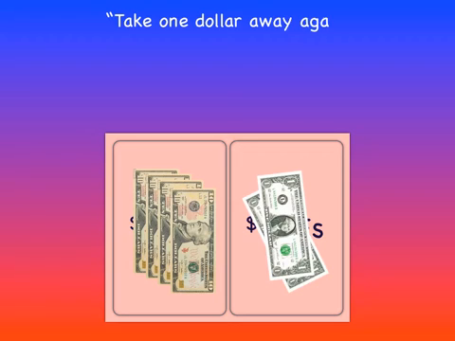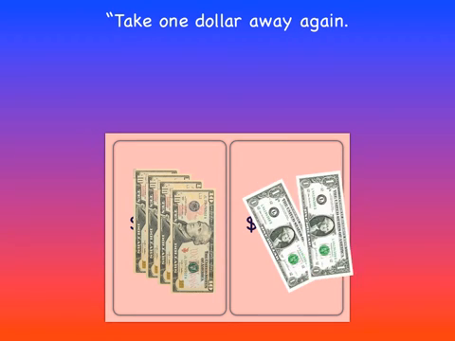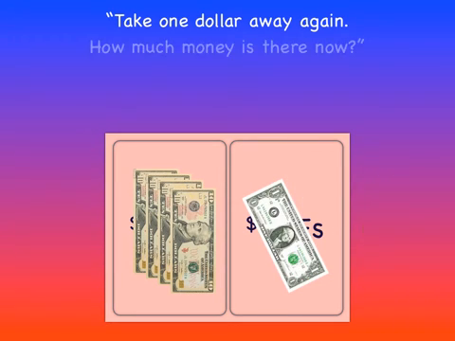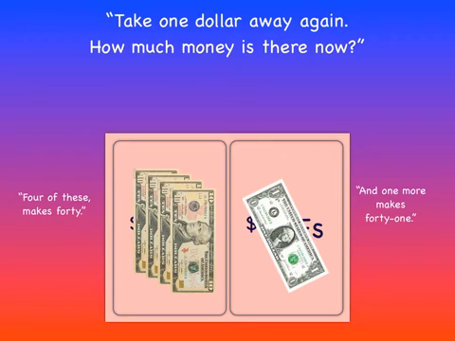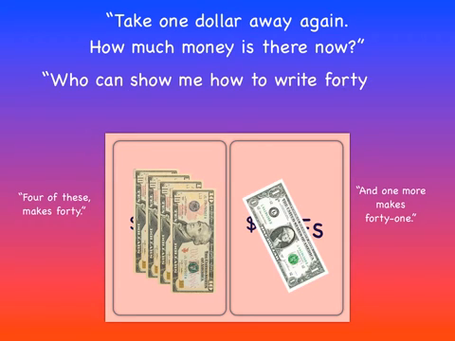Take $1 away again. So they take another one away. How much money is there now? 4 of these makes 40, and 1 more makes 41. Who can show me how to write 41? Another little challenge for them to make sure that they understand how to make it with money and how to write it and how to say it.